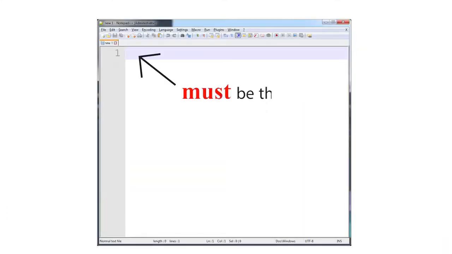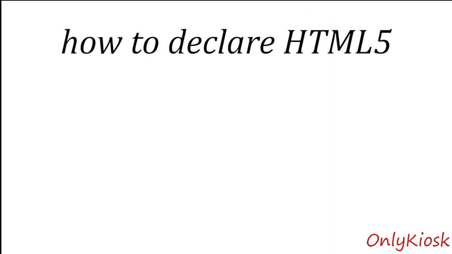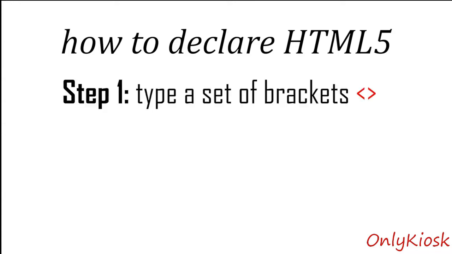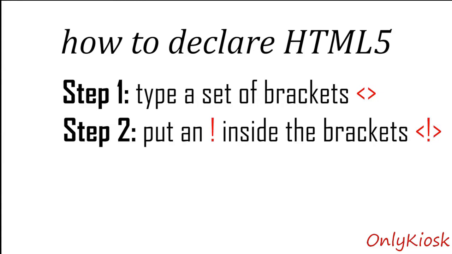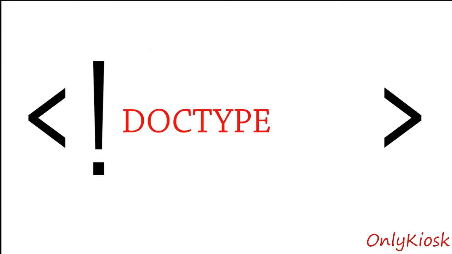You should put your version declaration in the very first line of your HTML code. You also need to make sure that there is no white space before it. The version declaration of HTML5 is very simple. You first type a set of brackets. Inside it, you put an exclamation mark, then 2 words behind it: doc type and HTML.